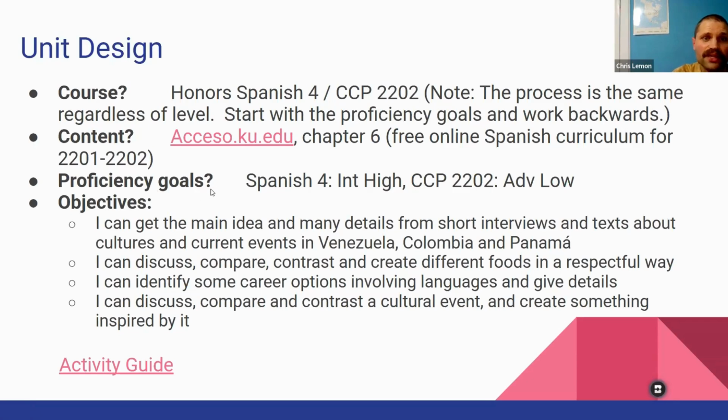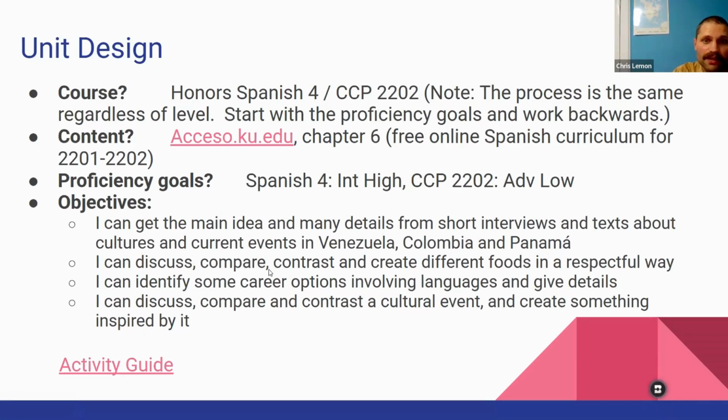The proficiency goals from that rubric that I showed you before for Spanish 4, the 100% was intermediate high. For the 2202 course, it was advanced low. And then more specific objectives. I believe that a number of these came from Acceso itself, but I can get the main idea and many details from short interviews and texts about cultures and current events in Venezuela, Colombia, and Panama.